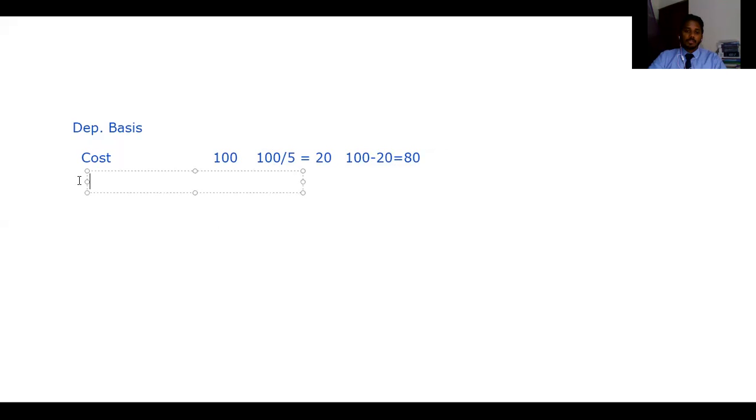Then the next year, the WDV is 80. Then they will deduct, because it says the number of years, you need to deduct 4. Then you will arrive at 20. Then again you need to determine the WDV for next year: 80 minus 20 is 60.